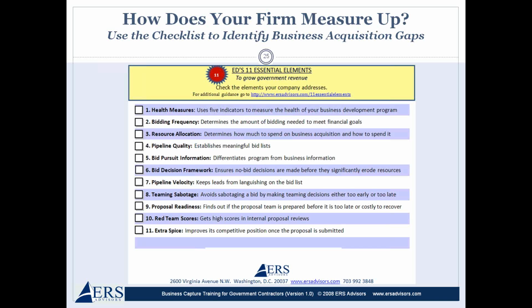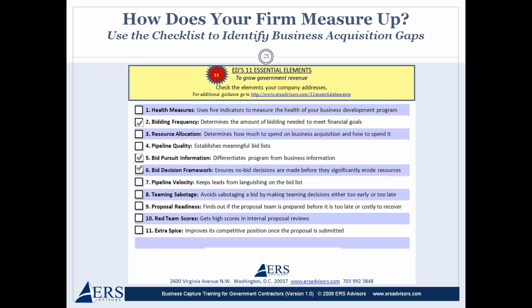And then several others here: bid pursuit information. What information do you need? Is there a decision framework that management can use to keep opportunities moving through the pipeline? And then looking at the way you do your teaming, whether you've got a strategic and analytical way to do the teaming, or whether that proposal team looks like a Christmas tree with a lot of bells and whistles hanging off of it. And then a few other things, some of which I'm going to go over today and some of them that I'm not.